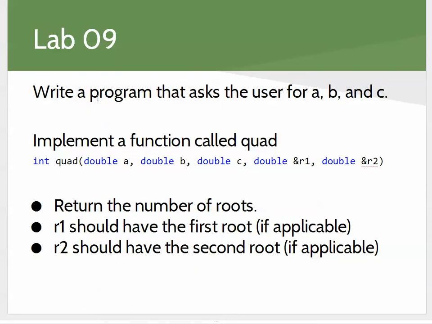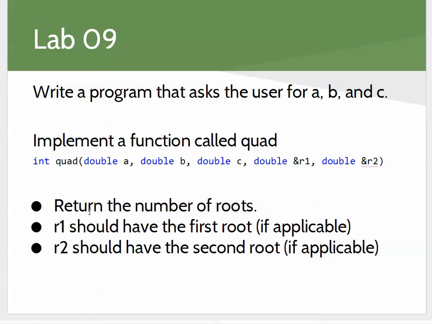What I'd like you to do is write a program that asks the user for a, b, and c, and I'd write a little function to get a, b, and c. I'd like you to implement a function called quad that will accept the 3 coefficients. It will set, if applicable, the roots of the equation as pass-by-reference output parameters, r1 and r2. But the wrinkle here is that we'll also return how many roots there are. So quad will return 0 if there are no roots. If there's only 1 root, if the determinant is equal to 0, I'd like you to return 1.